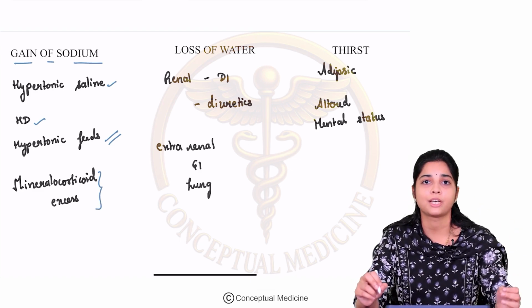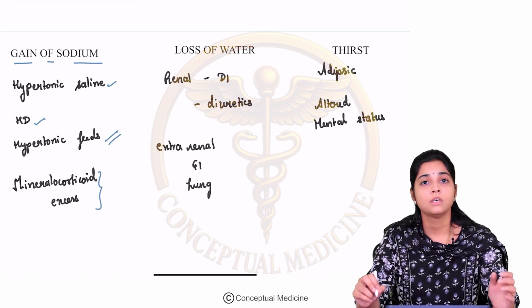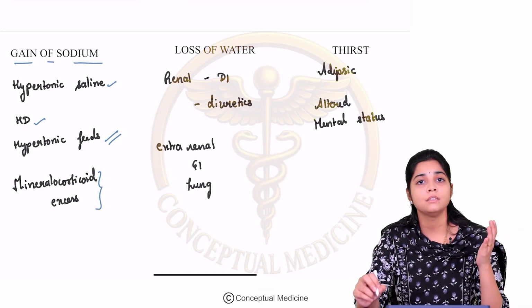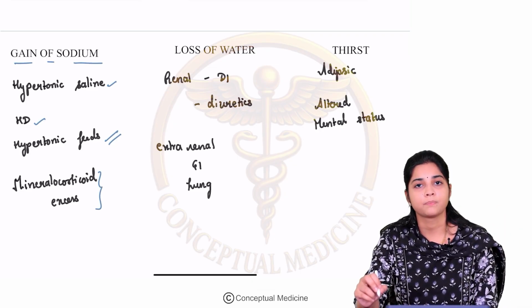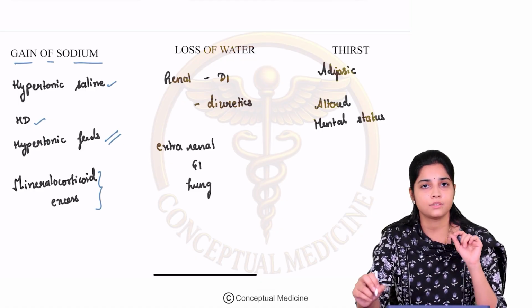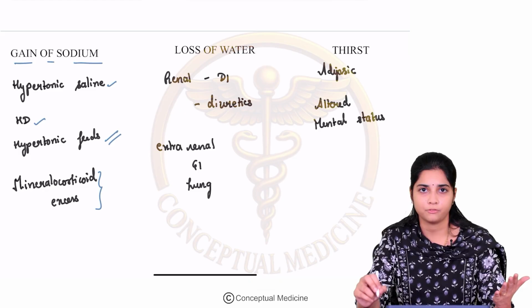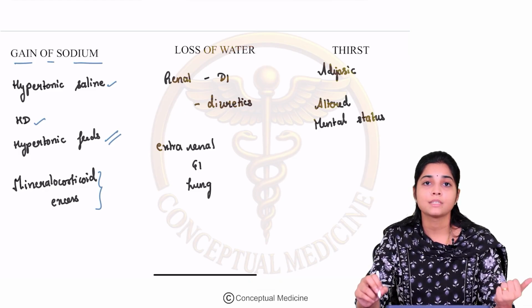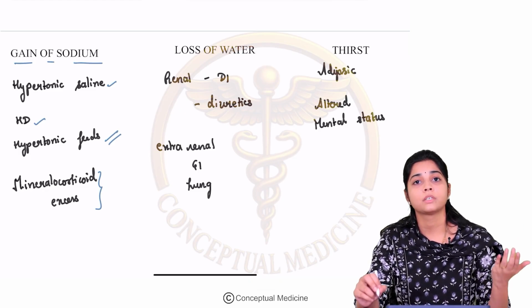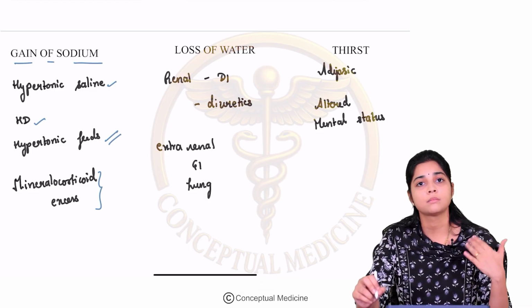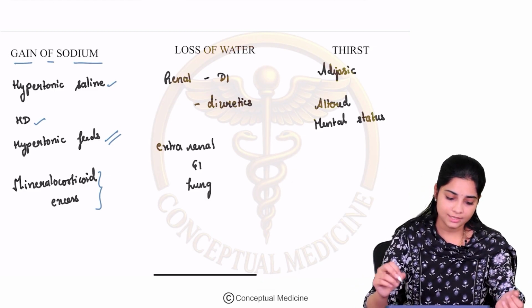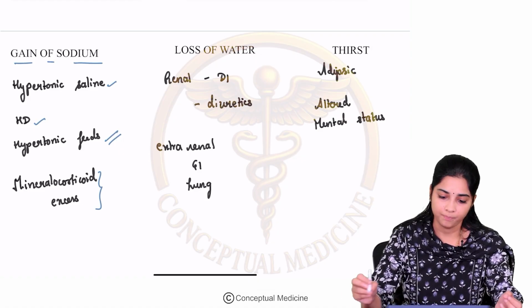Then mineralocorticoid excess. We had learnt in our chapter on hyponatremia about what happens when there is a mineralocorticoid deficiency, right? Which is your mineralocorticoid? It is your aldosterone, which is responsible for the reabsorption of sodium and water from the kidney. So whenever there is mineralocorticoid excess, there is more reabsorption of sodium and this can result in hypernatremia.